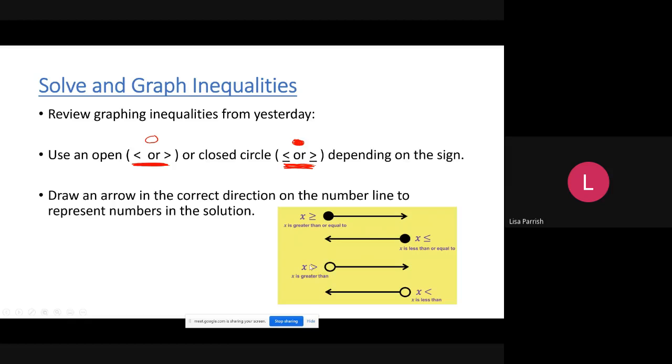Your greater than sign, x is greater than. You notice you do not have the equal to bar, so you leave the circle open. Remember, we call that open. It's not colored in. And since it says greater than and it's pointing to the right, your tail goes to the right. And then the less than sign, again, there's no equal to bar, so you would keep your circle open, not colored in. And this is pointing to the numbers less than to the left. So you would draw your tail to the left. Okay, so if you need to copy those down to help yourself, feel free to pause and do that.